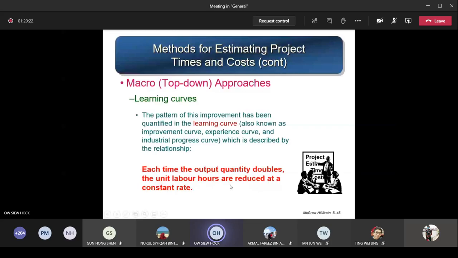So the first time, maybe you need 10 hours. Then after you produce 2 units, then you produce 4 units, the 10 hours become reduced to, let's say, 9 hours. Then next you produce 4 units become 8 units of output, then you reduce another 1 hour, become 8 hours. So it will reduce at a constant rate. Of course, up to a limit, then you cannot reduce anymore because that's the maximum performance you can achieve. As you practice a lot, you can reduce the task time up to a certain maximum point, you cannot improve anymore, and you stop there. So that's called the learning curve.